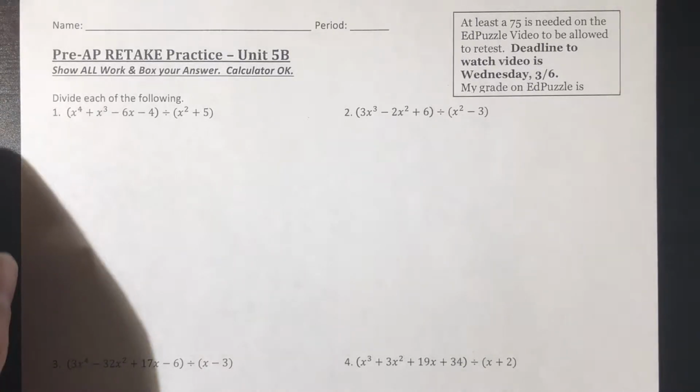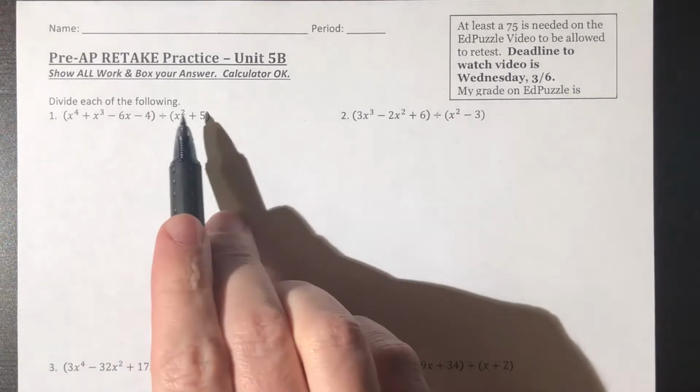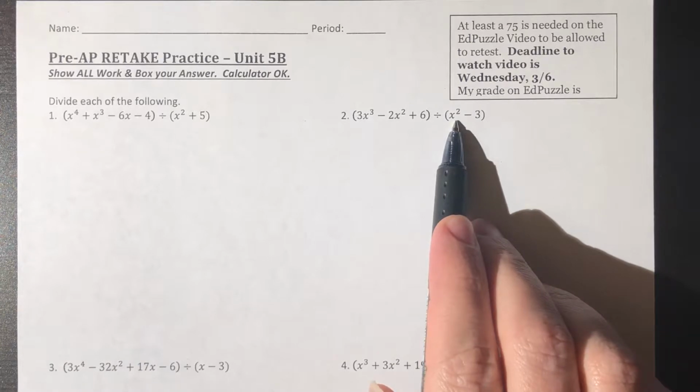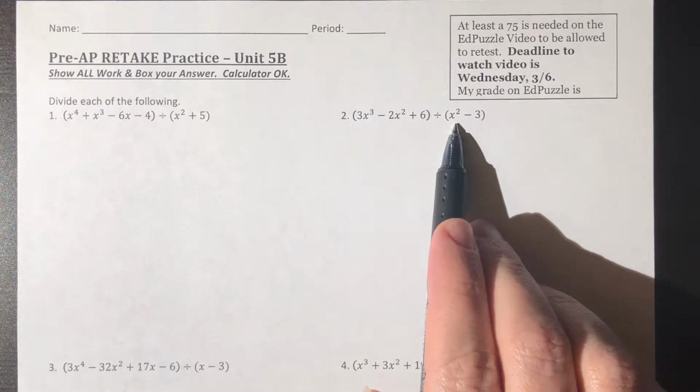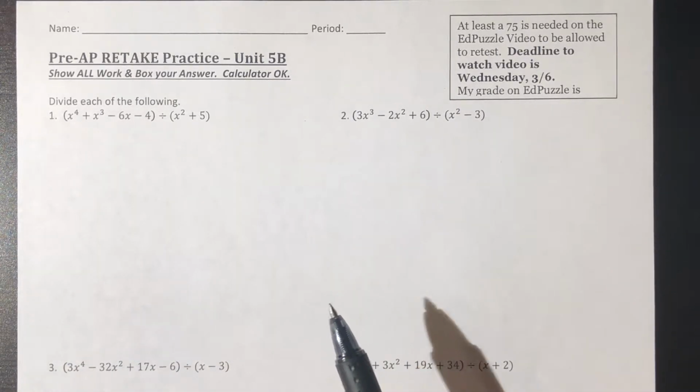This is the Unit 5B Pre-AP Retake practice. So looking at these first two questions, what we're doing here is we're dividing. Now what we're dividing by here in both of these is something that is squared. So we're dividing by a quadratic. The only way to divide a polynomial by a quadratic is by doing long division.